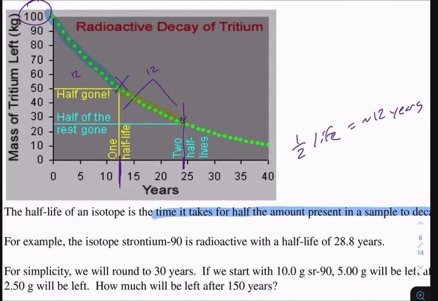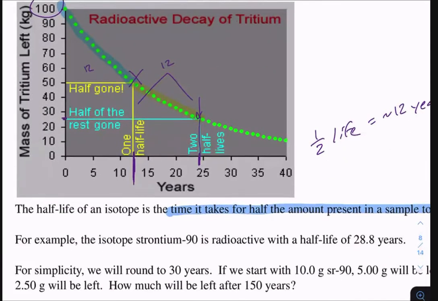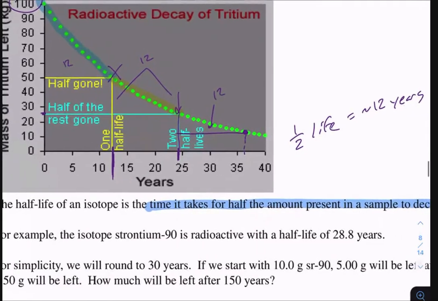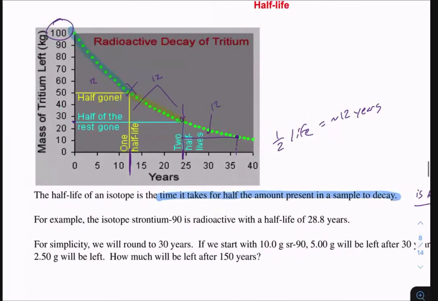If we continue with this, and we now have 25 grams, half of 25 grams would be 12 and a half. So it would take another half-life to get to 12 and a half grams, somewhere around here. And this can keep happening in perpetuity. You can keep cutting something in half. It's going to take 12 years each time.